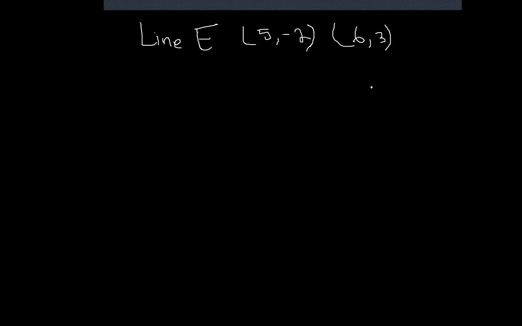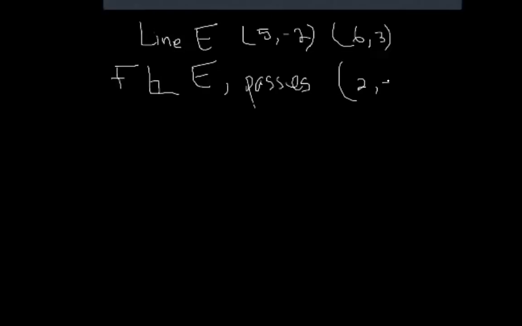Remember, the first thing you want to do for any question is write down all the information they gave you. So they told us that line E lies on the points (5, -2) and (6, 3). They also told us that line F is perpendicular to line E, and F passes through the point (2, -1).